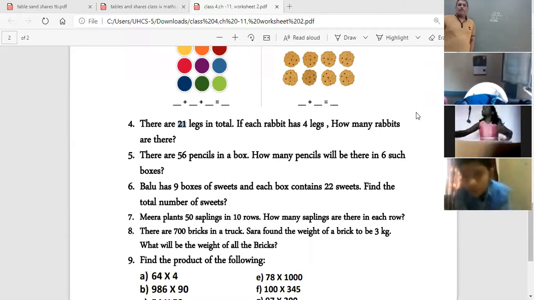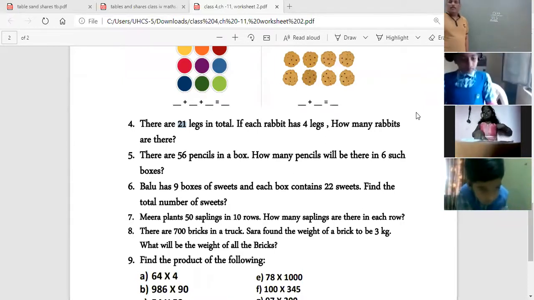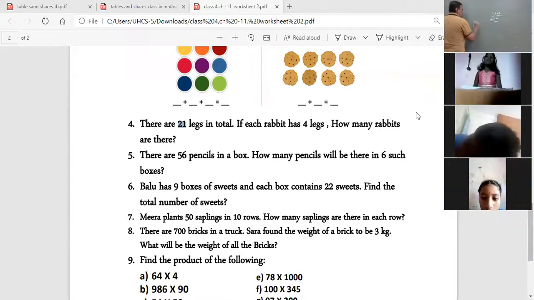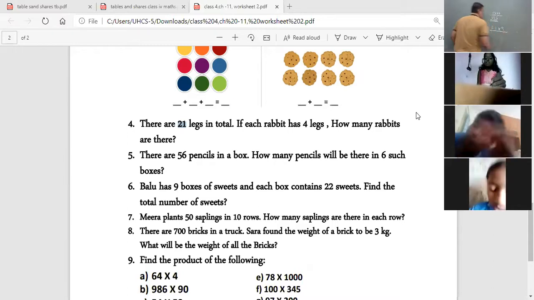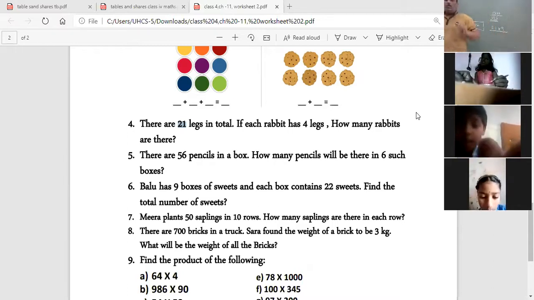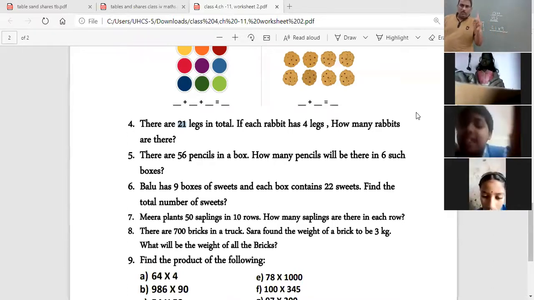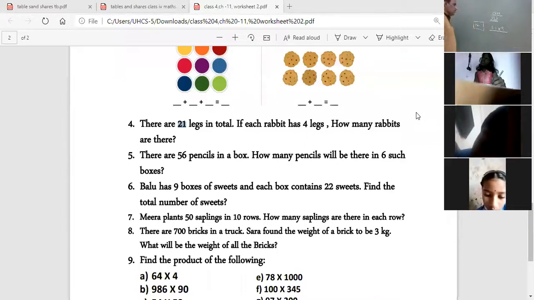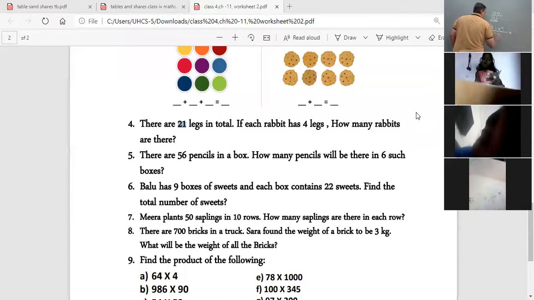You have 9 boxes of sweets. Each box has 22 sweets. 22 sweets are there. 9 such boxes are there. There are 22 sweets in one box, 9 such boxes. So 22 into 9.